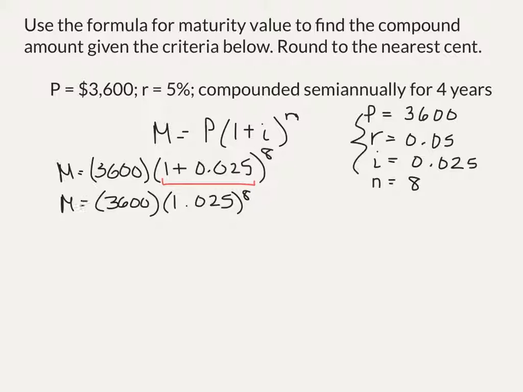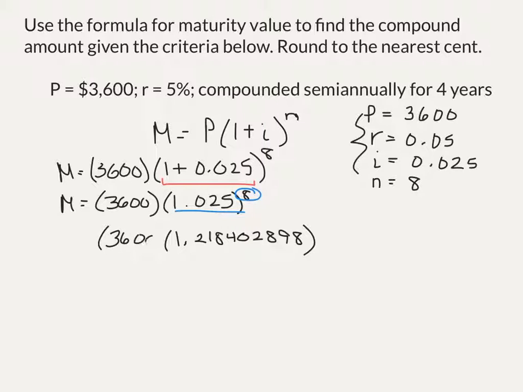The next step is to apply the exponent. So we're going to raise 1.025 to the 8th power. And we should do this on our calculator. When you do that, we get a very long decimal of 1.218402898.